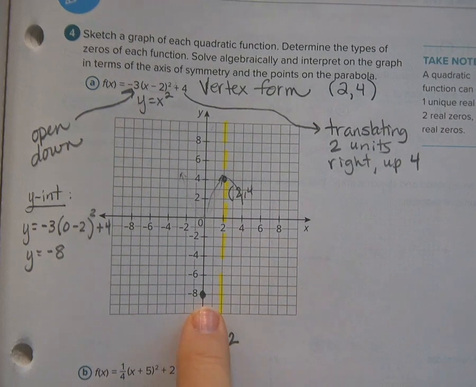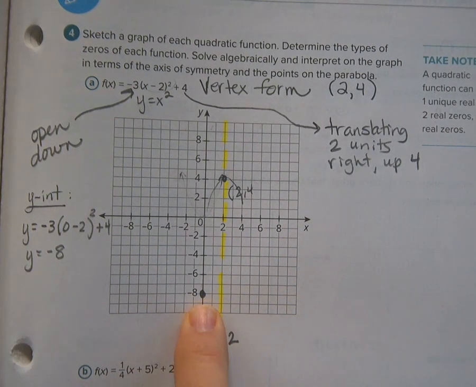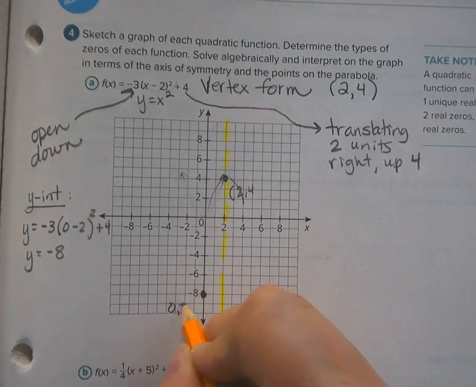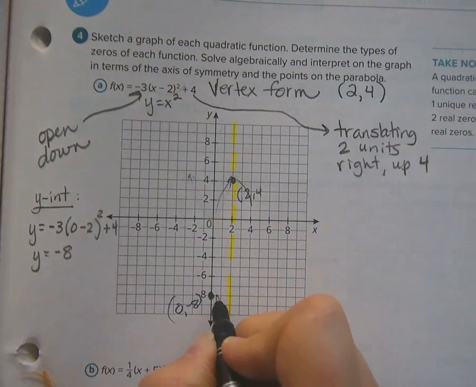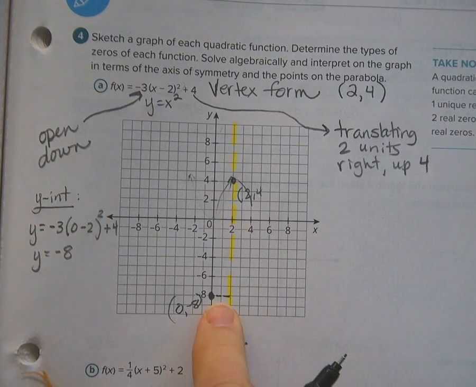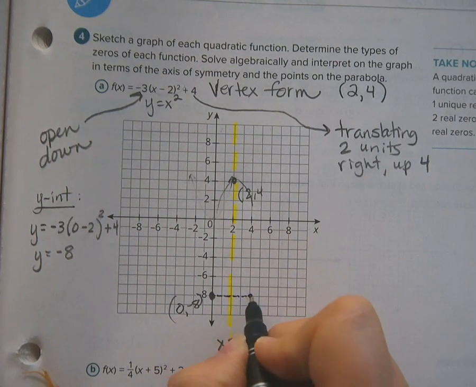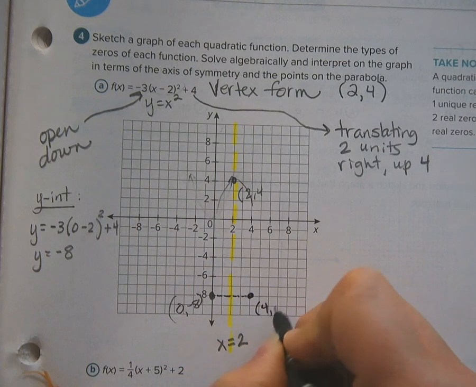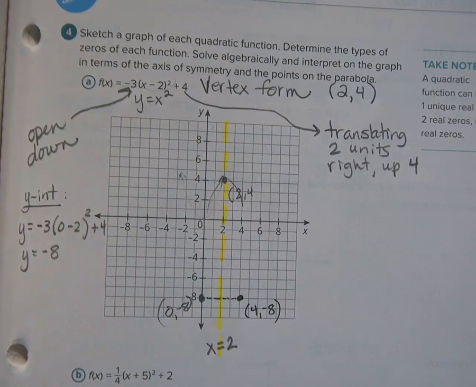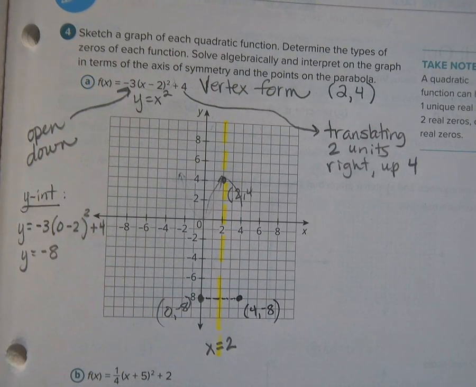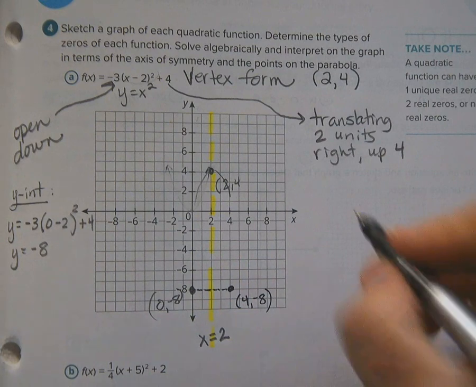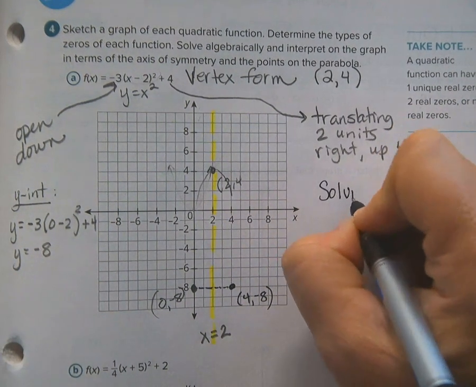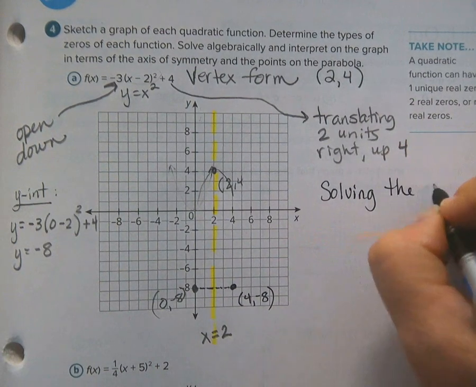So can you find the symmetric point of 0, negative 8? Good. So what symmetric means is you have to figure out how far this point is to the left of the axis of symmetry and go the same amount to the right. And that would be 4, negative 8. Good on that? All right, so all of that is review. And the goal is we now want to calculate what the zeros are. And calculating the zeros, another name for that, is we are going to solve the quadratic.